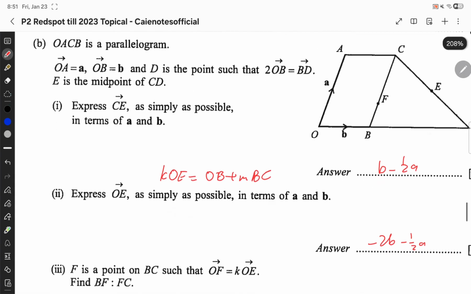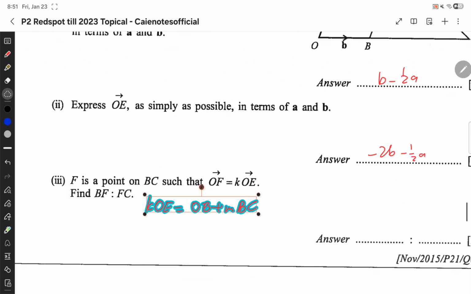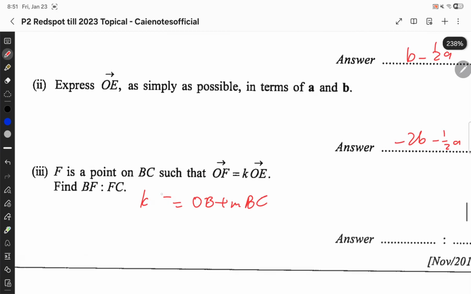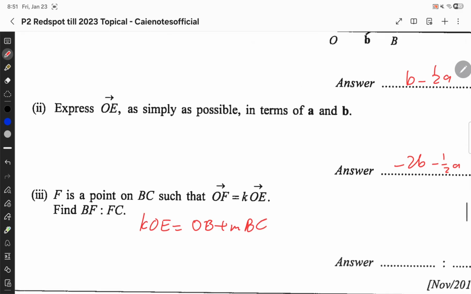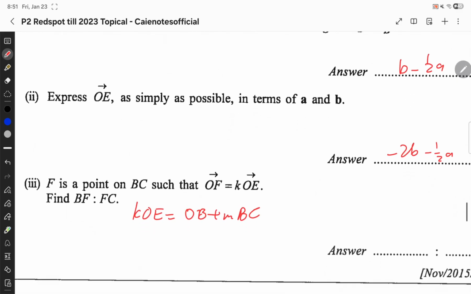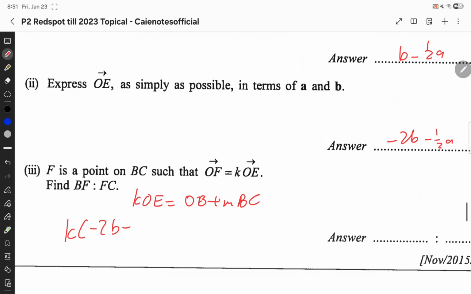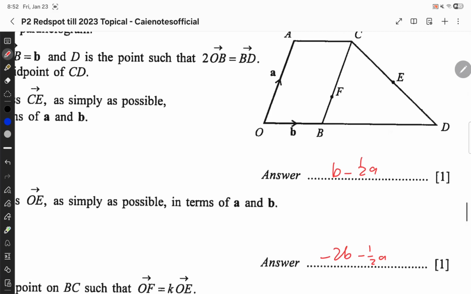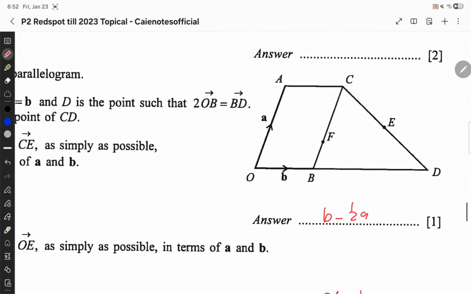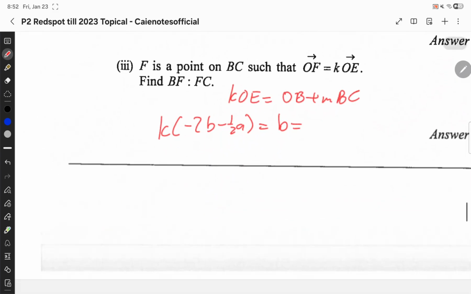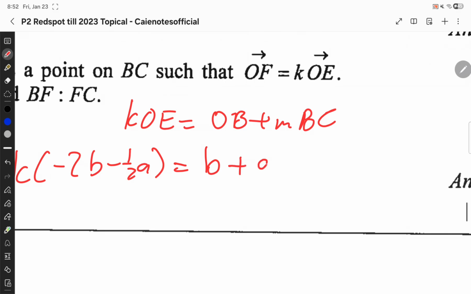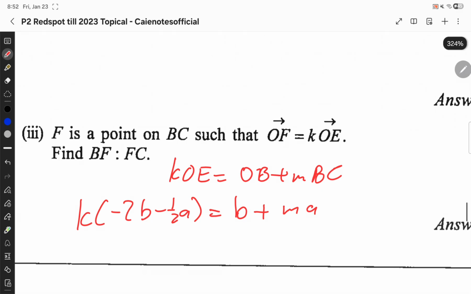Let's actually find OF then. Now we know OE is equal to negative 2b minus a half a. That's already given here. OB is equal to b, and BC is equal to a. Why? Because this is a parallelogram and both sides are parallel, plus EM, m a. Okay, let's start it like that.